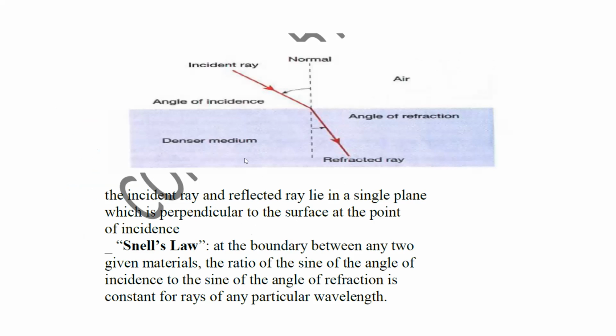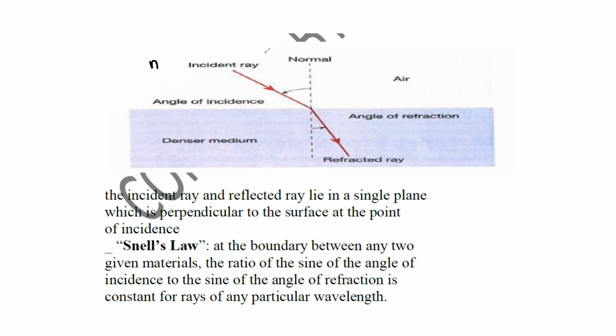Then we can also use the term refractive index. What is the meaning of refractive index? Refractive index is the ability of a medium to bend light. The tendency of a medium to bend light is known as the refractive index, and it is denoted by the letter n.